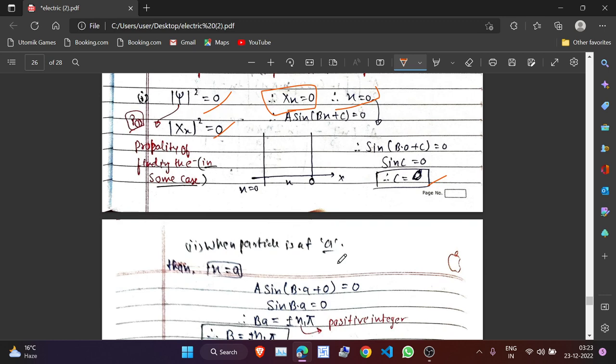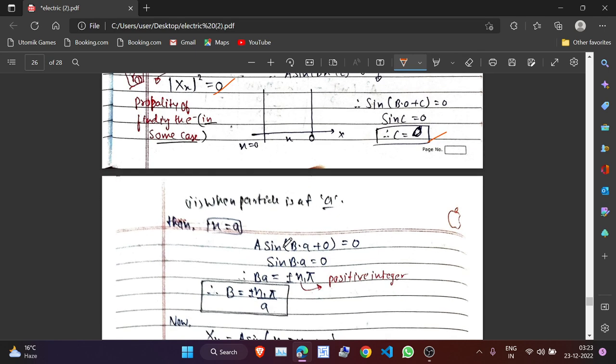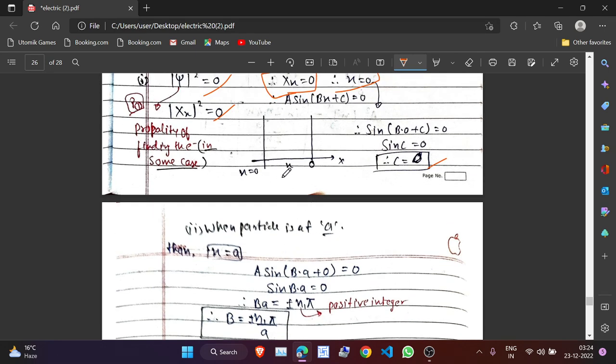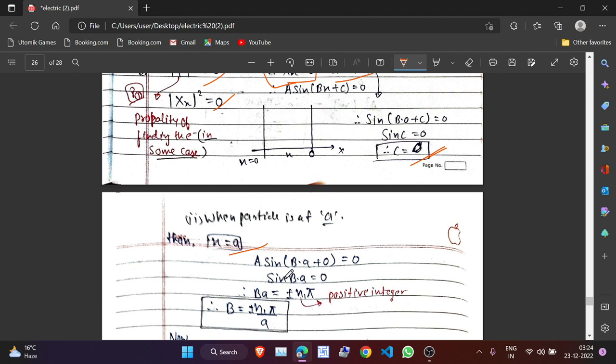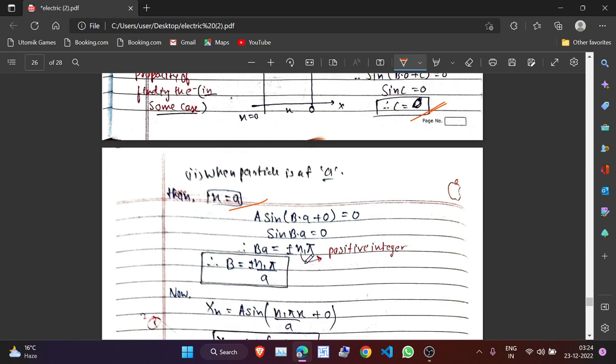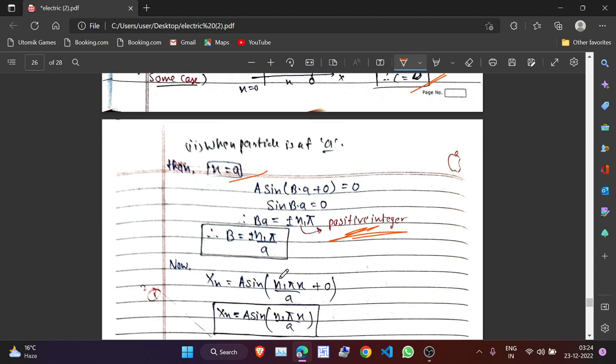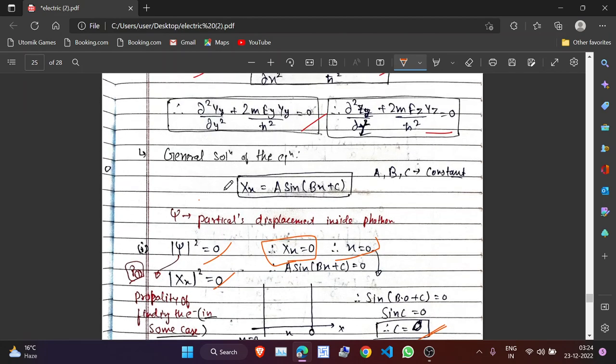This is the equation. Otherwise, if the position of the particle x is equal to a, then a sine b into, in place of x we get a, plus c, and the value of c remains the same, just 0. So sine ba is equal to 0. So ba is equal to n1 pi, where n1 is a positive integer. So b is equal to plus minus n1 pi by a.